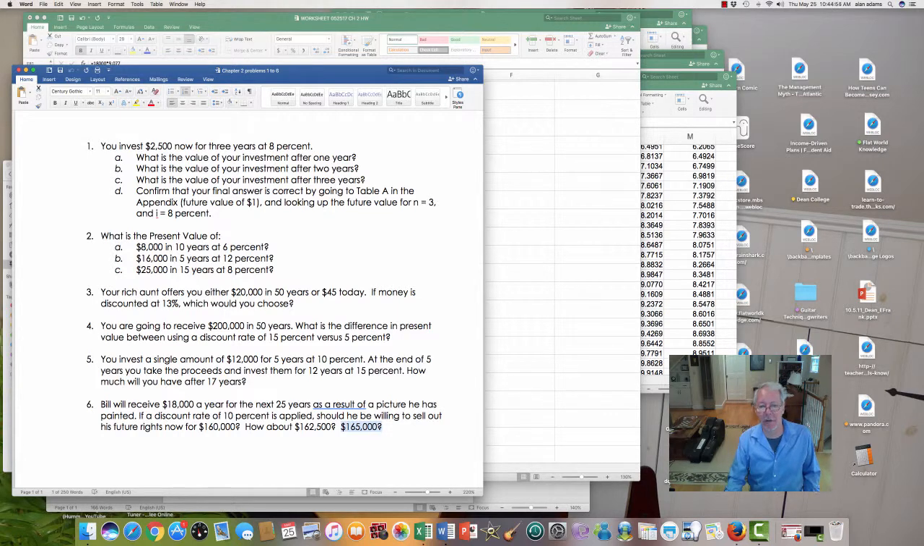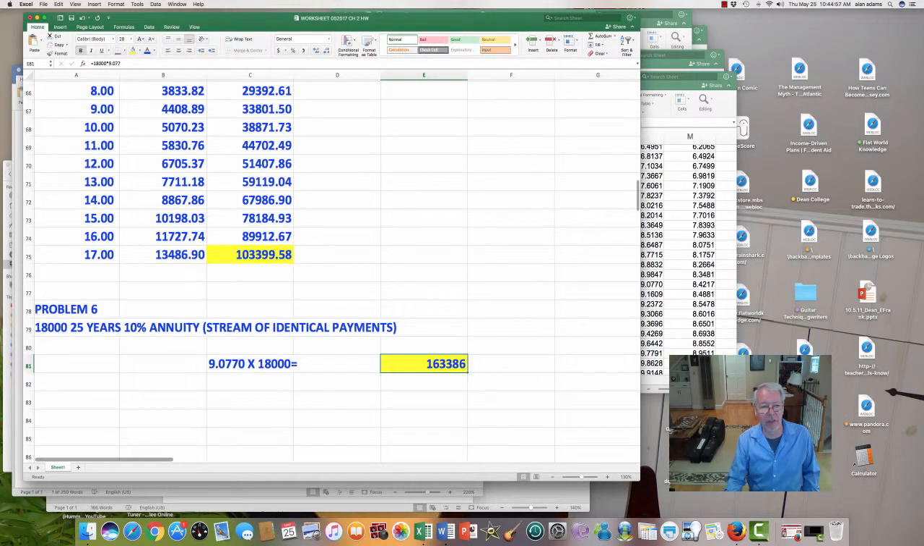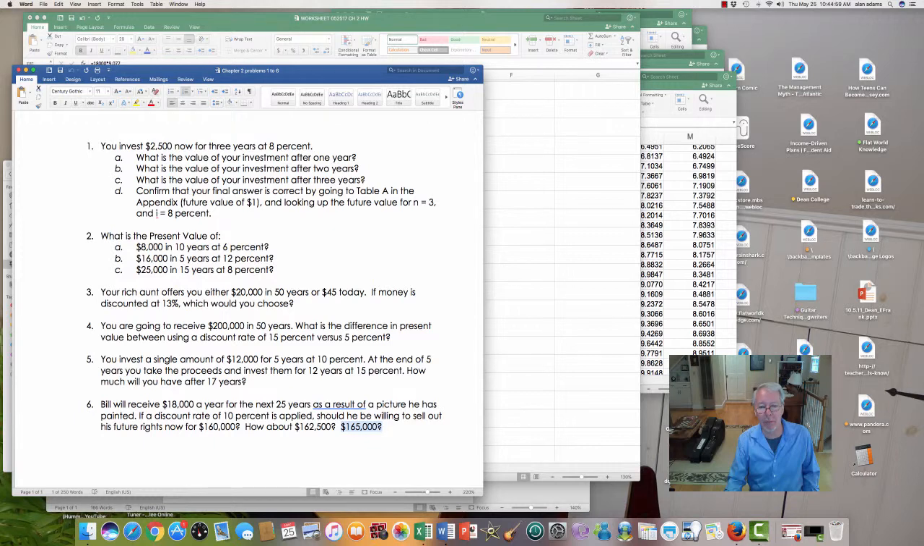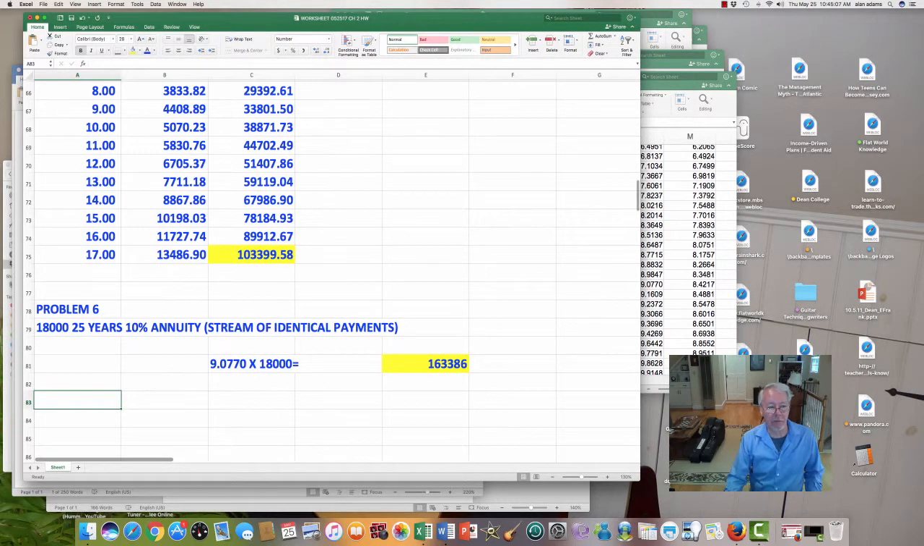Bill will not sell out for any less than 163,386, so he would be, all things equal, inclined to accept the $165,000 offer. Okay? All right. Now let's do a proof. We think that that stream of payments is worth 163,386.